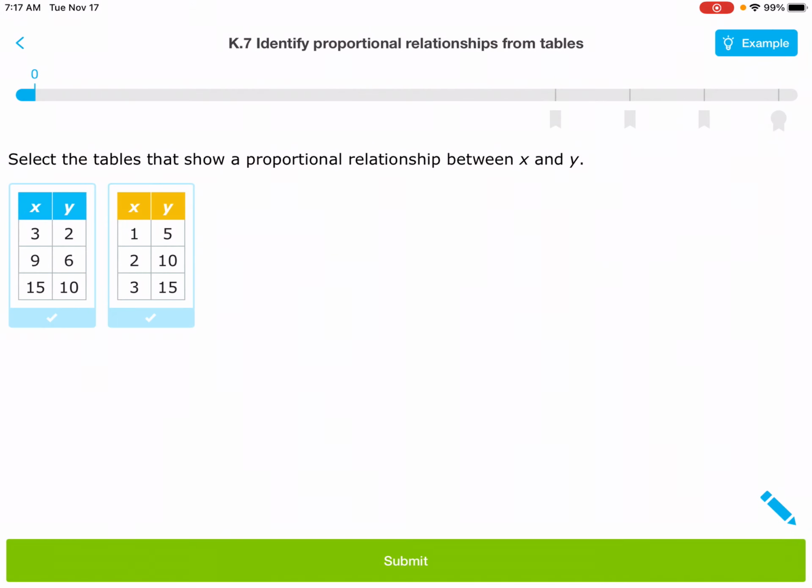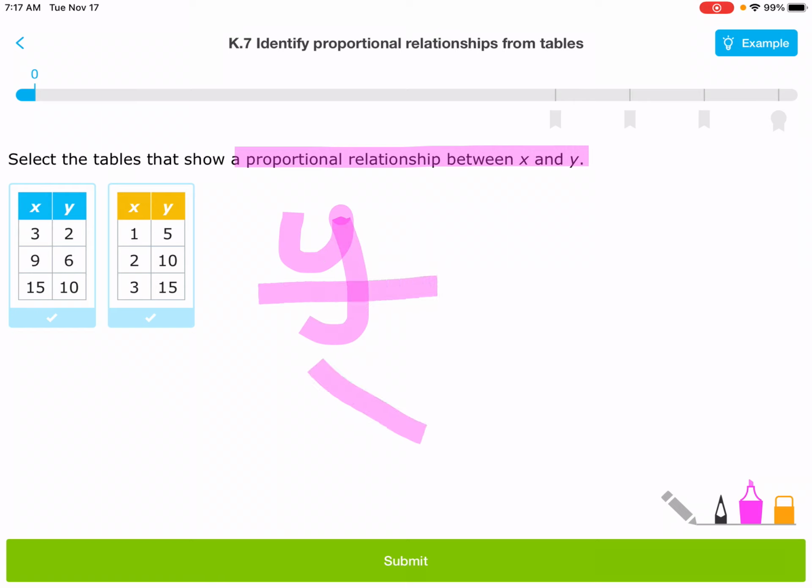All right, so this one's kind of similar to K1, but you have two tables and you have to select the table that is proportional. So remember we're looking at proportional relationships between y and x. So we always want to look at the ratio of y over x to see if they're equal.